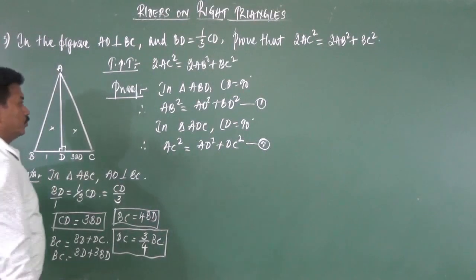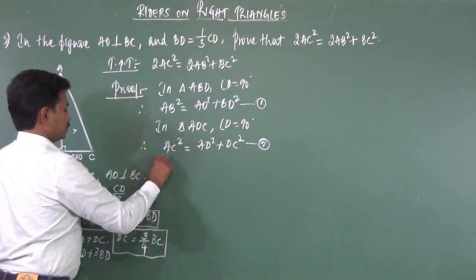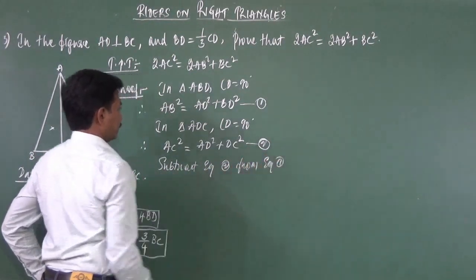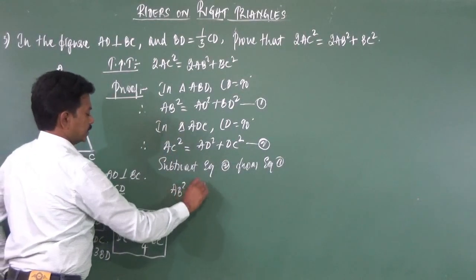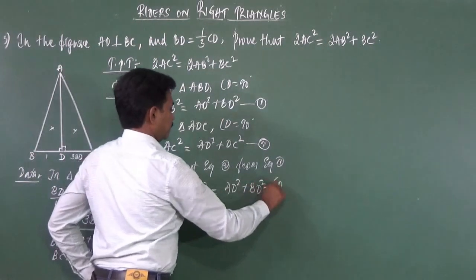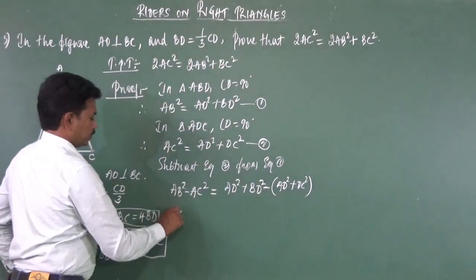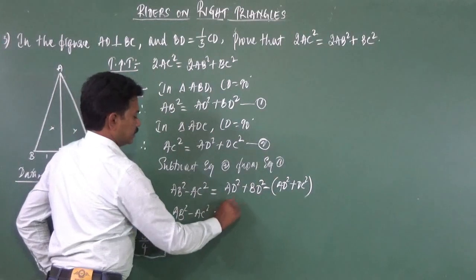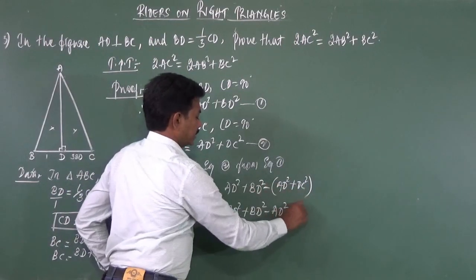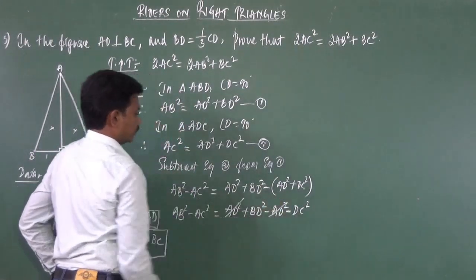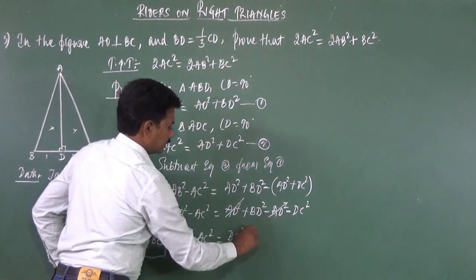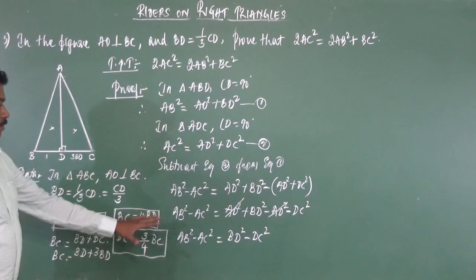So now subtract equation 2 from equation 1. LHS minus LHS is AB square minus AC square, which is equal to this minus this. So AD square plus BD square minus AD square plus DC square. So AB square minus AC square is equal to AD square plus BD square, minus AD square, minus DC square. So plus AD square minus AD square gets cancelled. We are left with BD square minus DC square. Very important, at this point you have to be very careful.